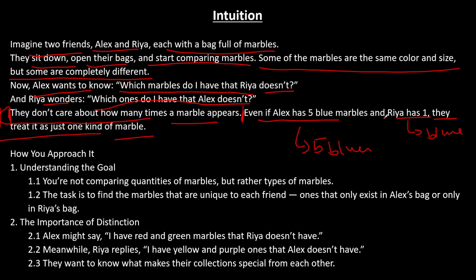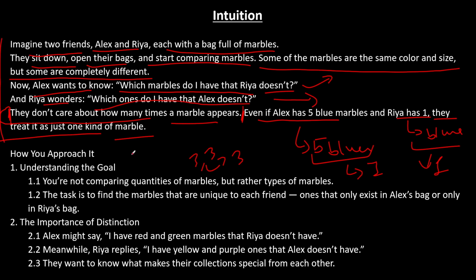As we saw in the example, if we have multiple threes, we take it as only one three. Similarly, if he has five blue marbles, it will be only one blue marble, and since Ria had only one, it will be one. So Alex is trying to say: how many unique marbles does he have compared to Ria? And Ria thinks the same about Alex. This is our intuition build-up, a storyline for the intuition.